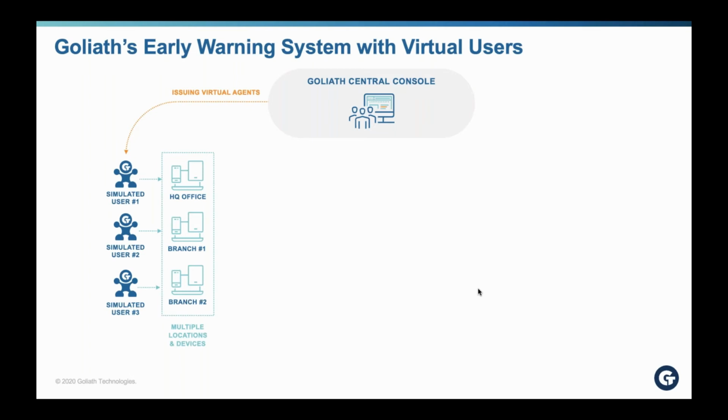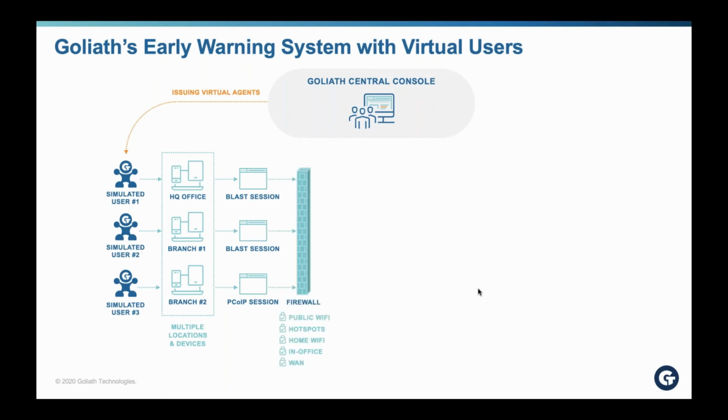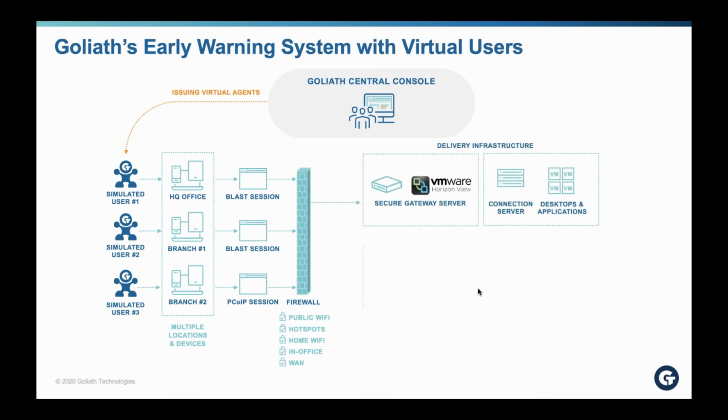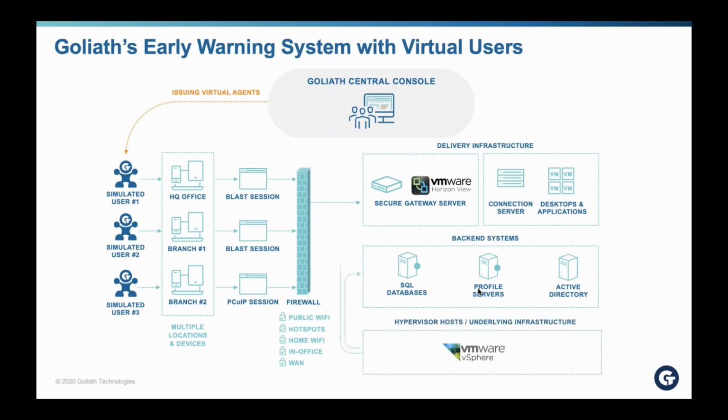And what's actually taking place from those locations on that laptop or something like that, there's sessions being created 24/7, 365. So here they're starting Blast sessions or PC over IP sessions, and they're testing the entire delivery infrastructure, making sure that all of the VMware components are working correctly, as well as the back-end systems that typically would be outside of VMware. So you have your Active Directory or your profile servers and things of that nature, and also testing, making sure that provisioning works correctly. And this is happening 24/7, 365.